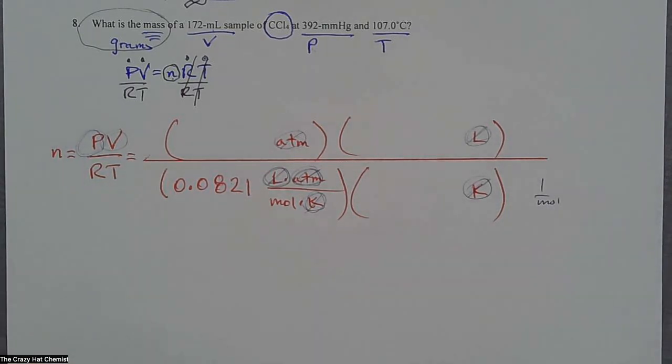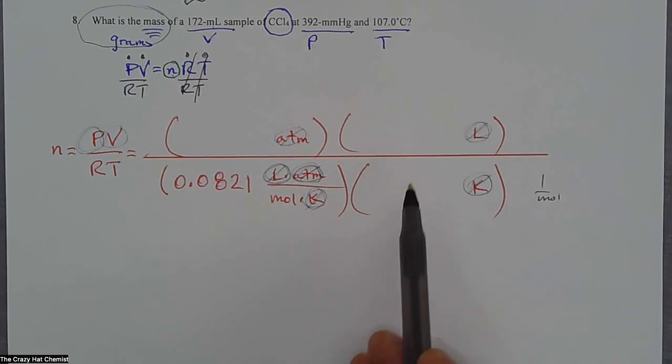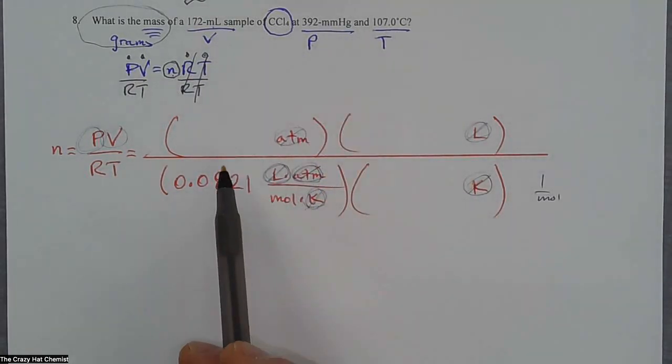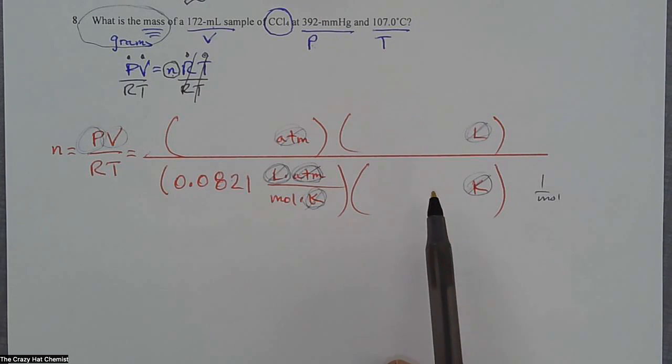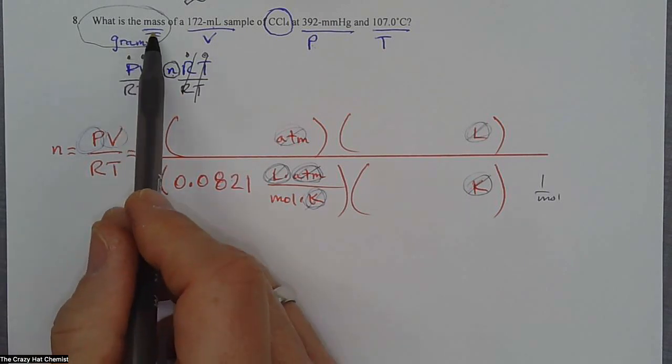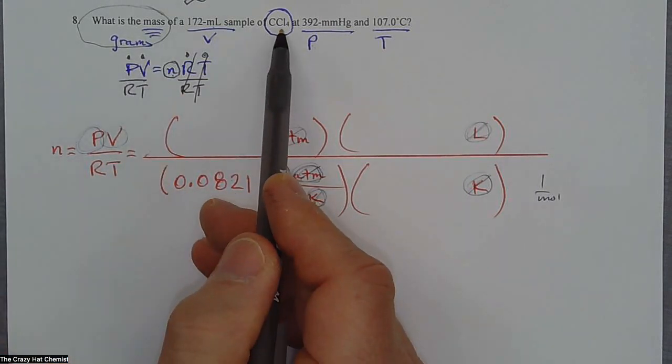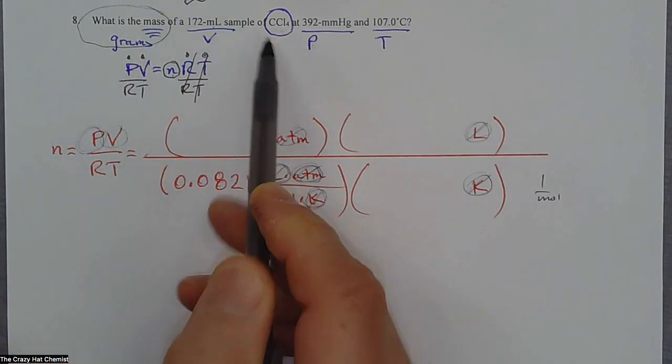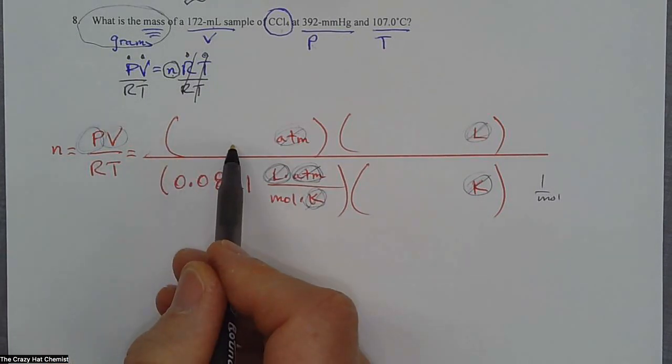All right, so what I need to do is first convert all these pressure, volume, and temperature into the correct set of units of atmospheres, liters, and Kelvin, respectively. Plug into this equation, solve for the number of moles, and then convert that into grams using the molar mass of carbon tetrachloride. All right, so let's start off with this pressure.